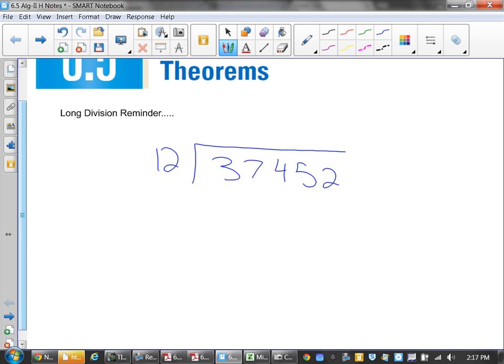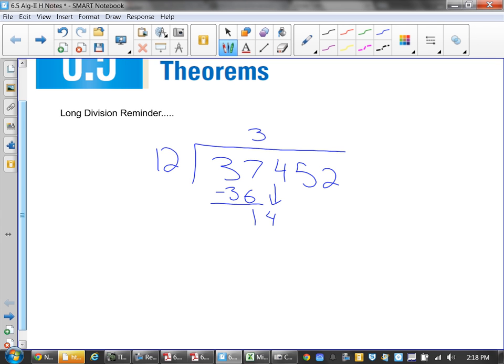When you start long division, you ask yourself, does 12 go into 3? No. But does 12 go into 37? Yes. How many times? 3 times. Where do I place that? Above the 7. Now, watch what I did. 3 times 12 gave me 36, right? Subtract it, you get 1. What do I do with the 4? You drop it down. 14.